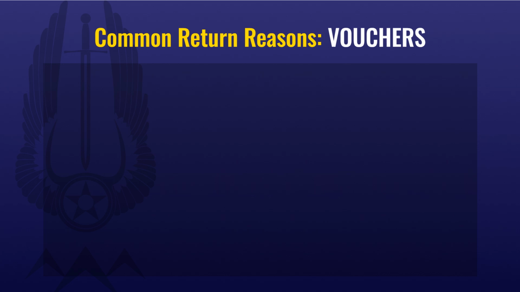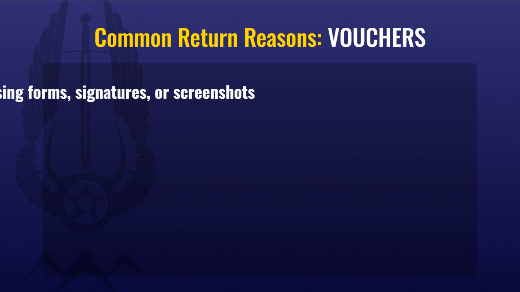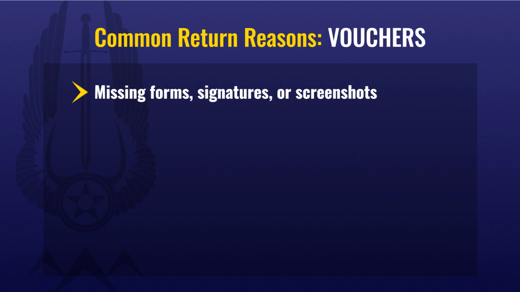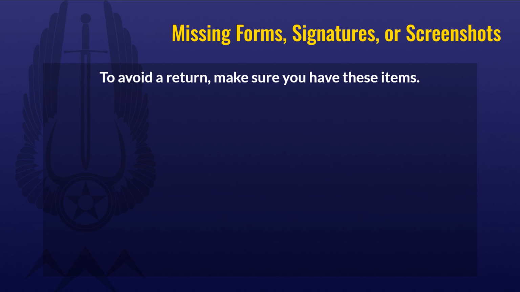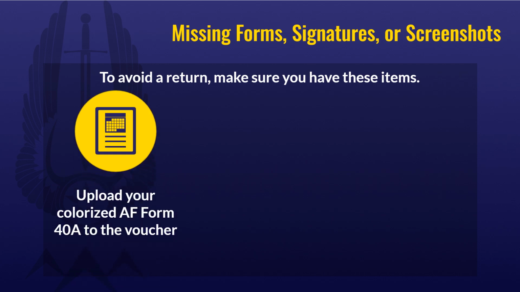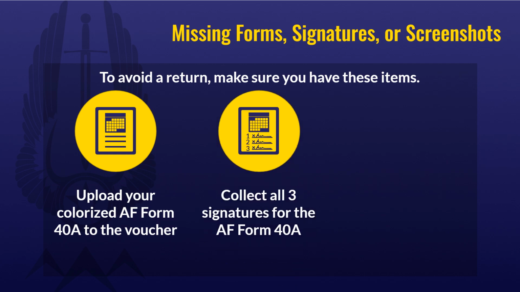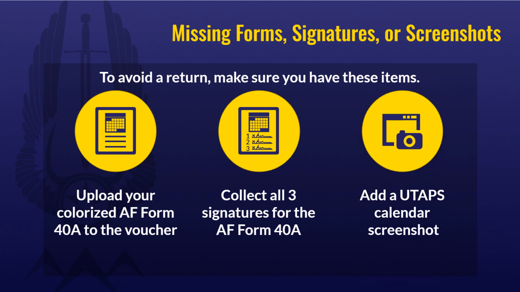Now, let's move on to the common reasons why a travel voucher may be returned. First, your voucher could be returned if you are missing forms, signatures, or screenshots. To avoid a return, make sure you have these items when submitting your voucher. Make sure that your voucher includes the colorized AF Form 40A. The AF Form 40A requires 3 signatures to be complete. And you need to upload a UTAP's calendar screenshot with your name showing in the image.